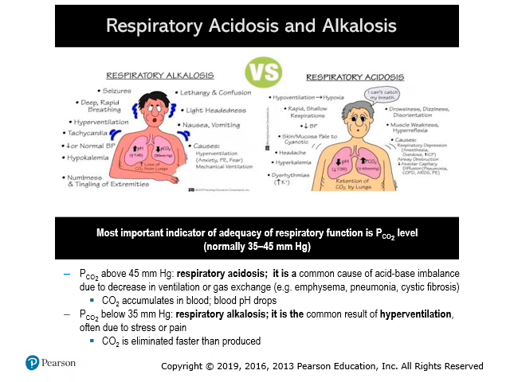Now, when the blood carbon dioxide level is below 35 millimeters of mercury pressure, respiratory alkalosis will happen. It is the most common result of hyperventilation. When we hyperventilate, we lose a lot of our carbon dioxide, and the level of carbon dioxide becomes lower than 35 millimeters of mercury pressure. Often this is due to stress or even pain. Carbon dioxide is eliminated faster than we produce it.